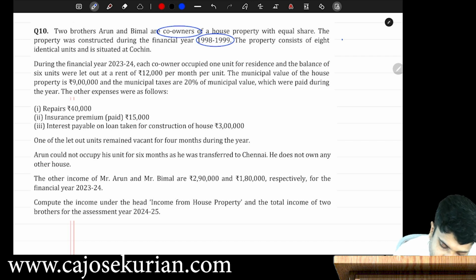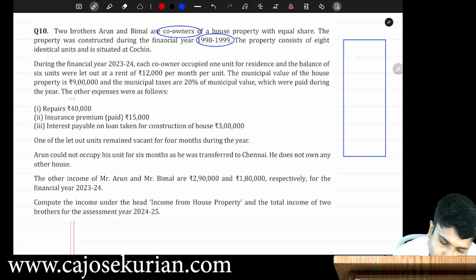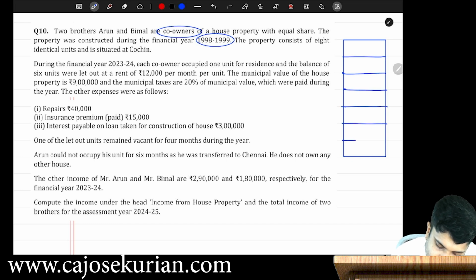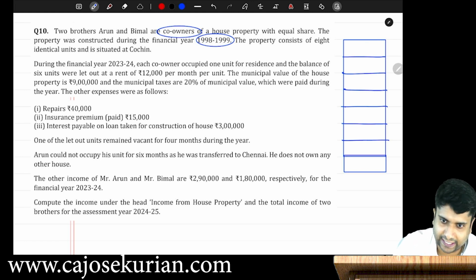So say, imagine this is the property. How many units does it have? 1, 2, 3, 4, 5, 6, 7 and one more, that is 8. So it has 8 units. These are identical units.